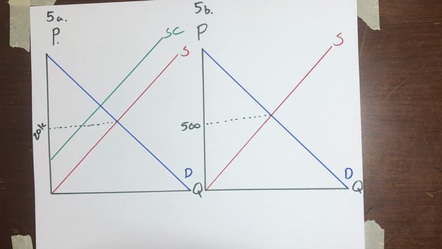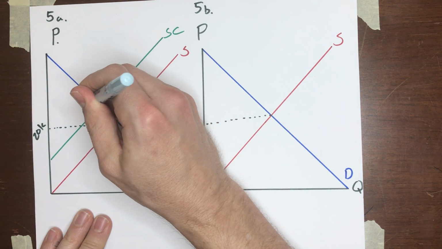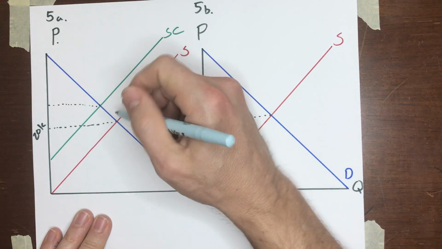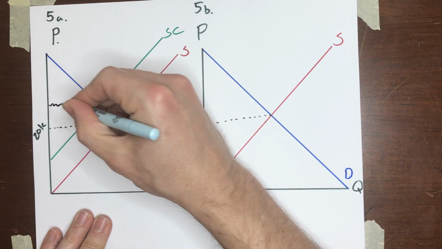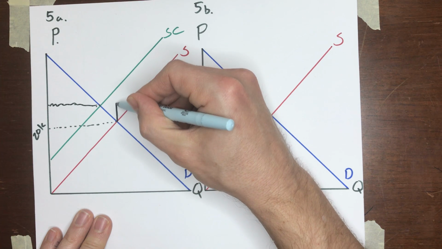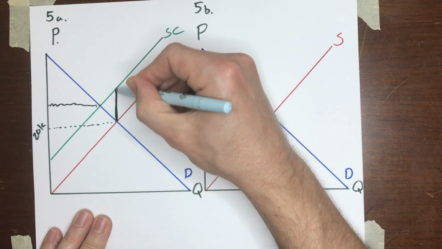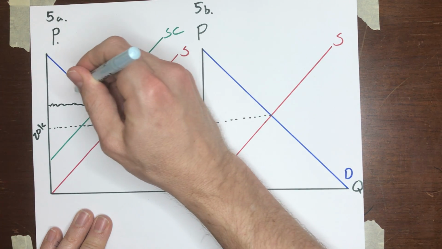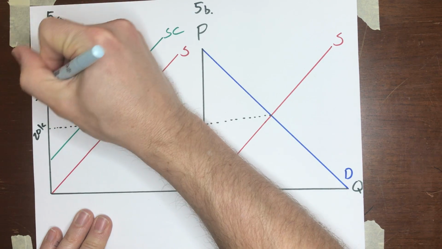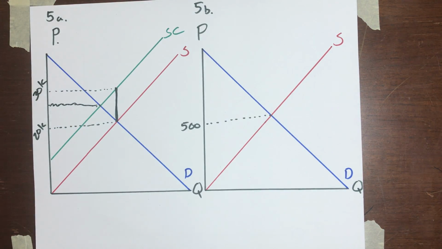And we are also told by the problem that, if you go up to the social cost curve from the equilibrium, it's a $30,000 cost to society.